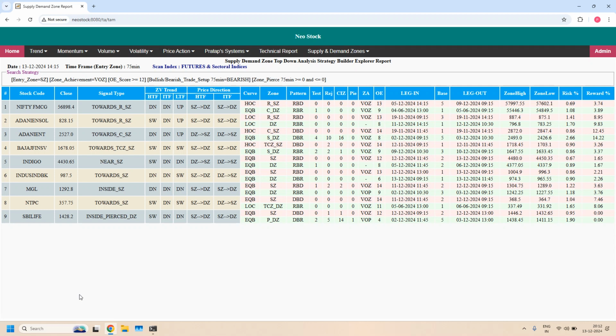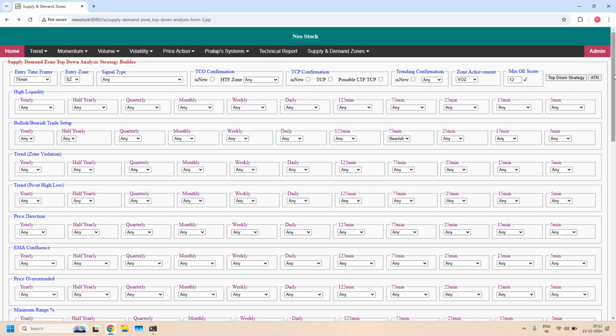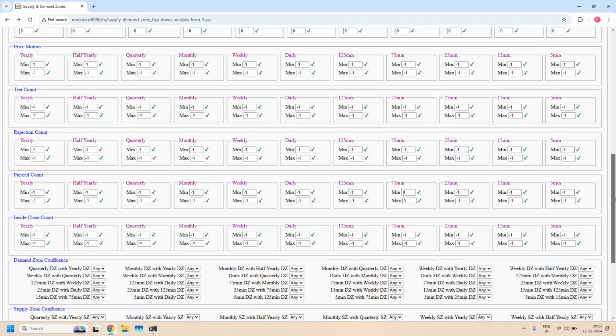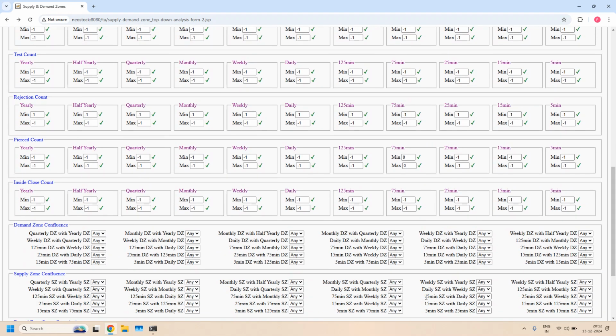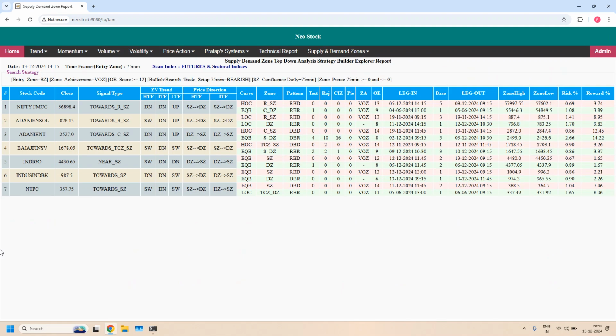Out of these 9 75 minute supply zones, there could be some high probability setup supported zones available. We need to filter them. The first filter is based on LTF and ITF supply zone confluence. That is 75 minutes with daily supply zone confluence. I am enabling the filter. 75 minute supply zone with daily supply zone confluence. We got all 7 stocks.